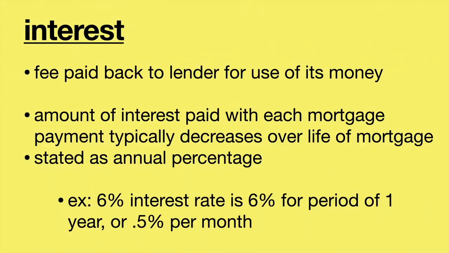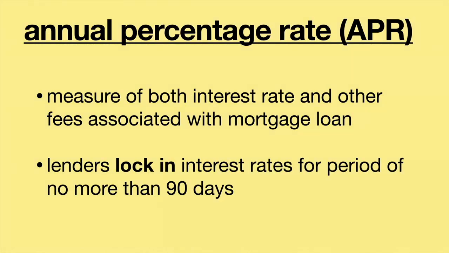Interest. Interest is a fee paid back to a lender for the use of its money. The amount of interest paid with each mortgage payment typically decreases over the life of the mortgage. Interest rates are stated as an annual percentage. For example, a 6% interest rate is 6% for the period of 1 year or 0.5% per month. Annual percentage rate, APR, is a measure of both the interest rate and other fees associated with mortgage loans. Lenders lock in interest rates for a period of no more than 90 days. If the closing process takes more than 90 days, borrowers may face an interest rate change.